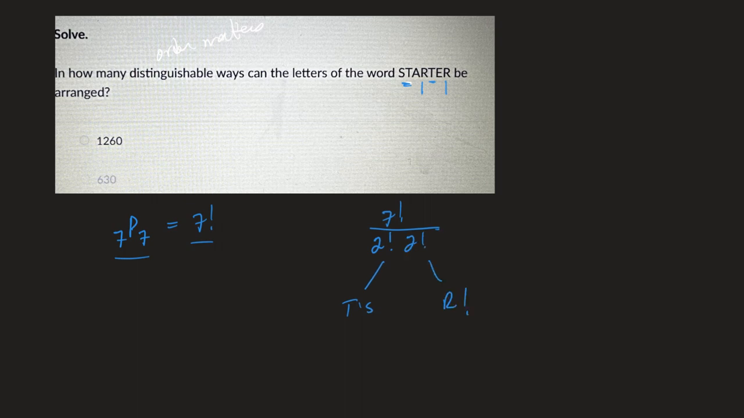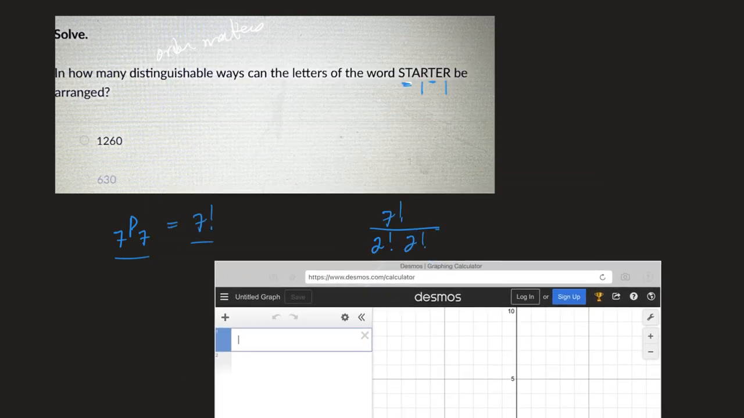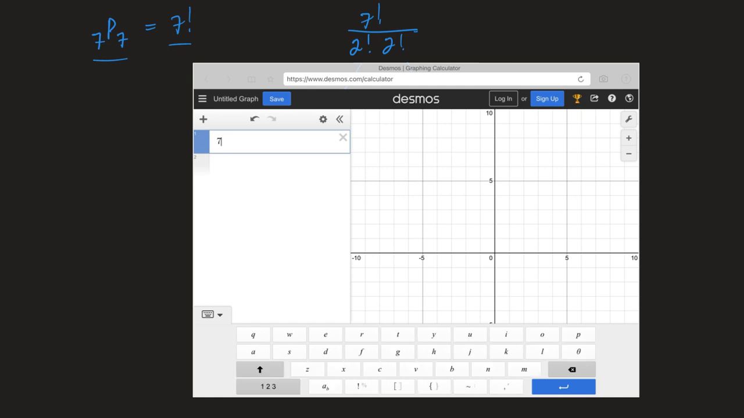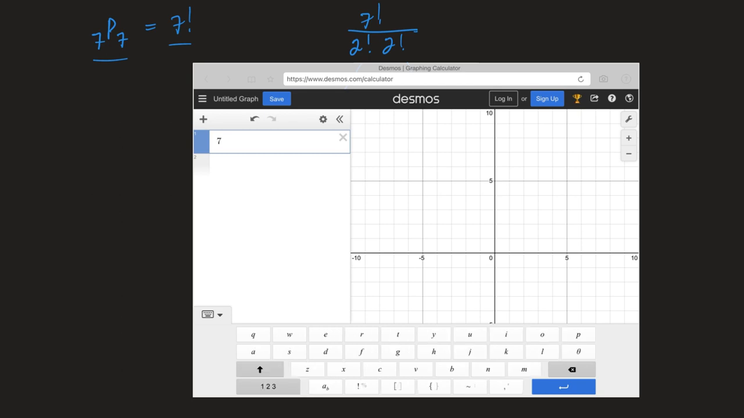Okay, let's just do that in decimals quick. Okay, let me move that down. Here we go. Okay, so 7 factorial. 7, where's my factorial button? Did I miss it? Oh, right there.